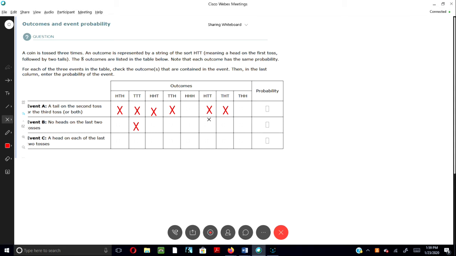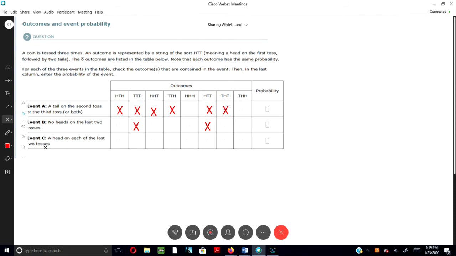This one does not have a head in the second or third toss. The last 2 tosses are tails. This has a head in the second, so that will not work. And then this one has a head in the second and third toss.